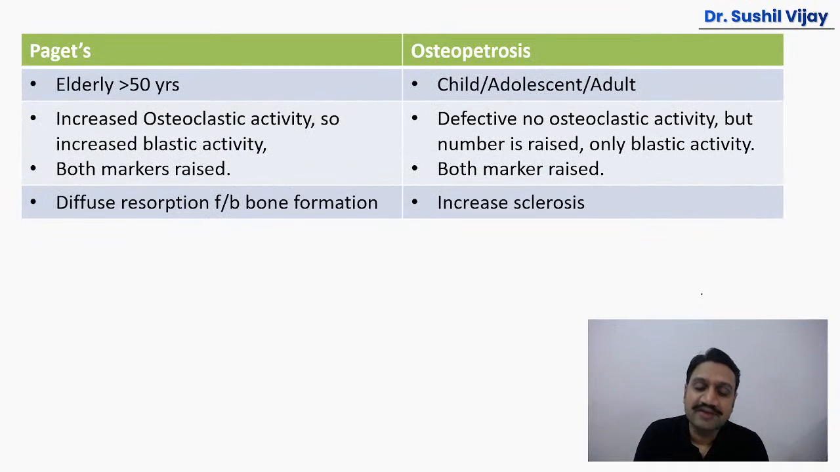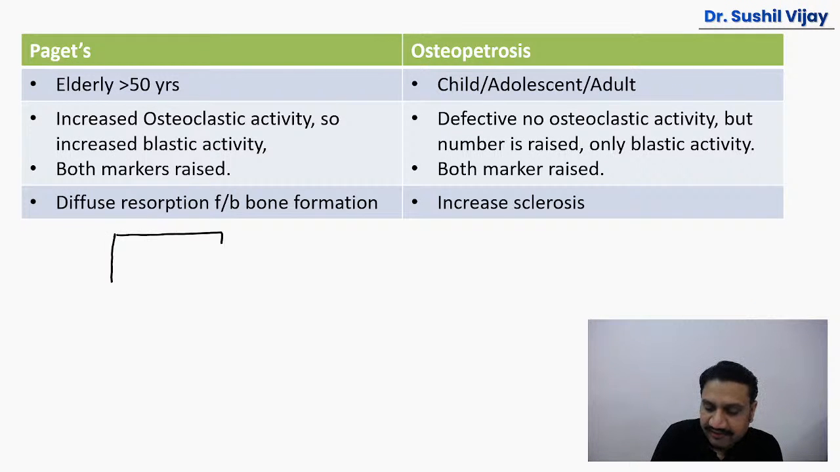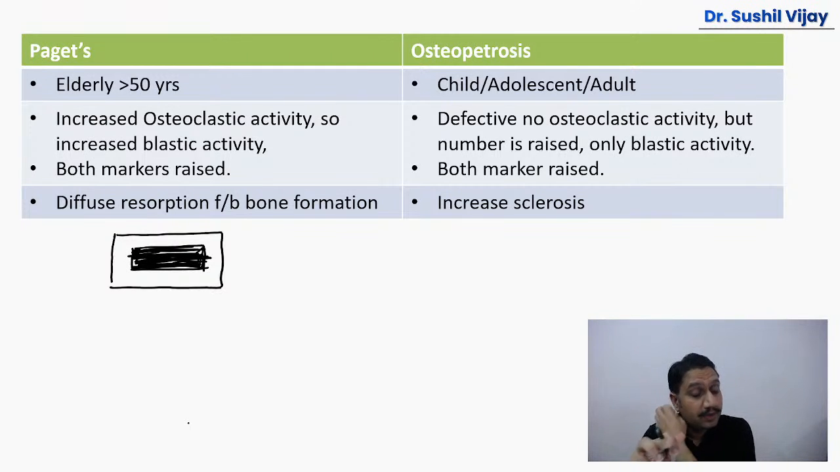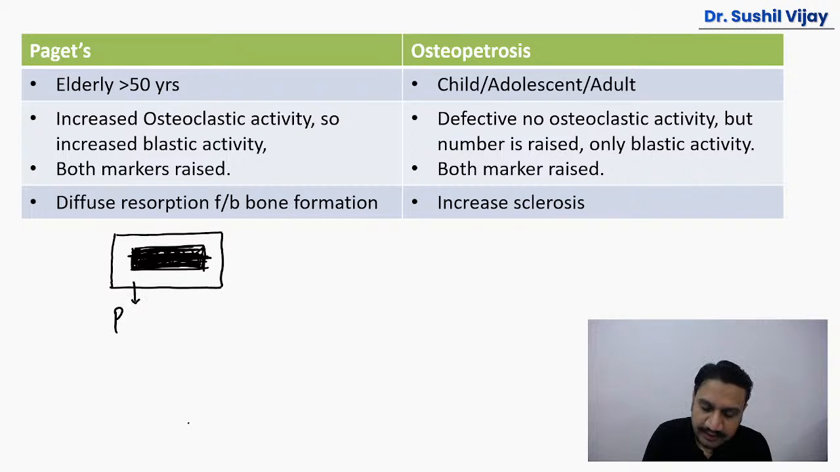So Paget's, if they ask you a question from Paget's, there is one very classical important thing that I want you to remember. Paget disease comes up with a very typical vertebra, which will be white at all the ends and black in between, like this. Do you remember what you call this kind of vertebra? That is the only thing I want you to remember from Paget's. All right, so what is that? This typical vertebra, central area black and all around it white, is known as the picture frame vertebra.